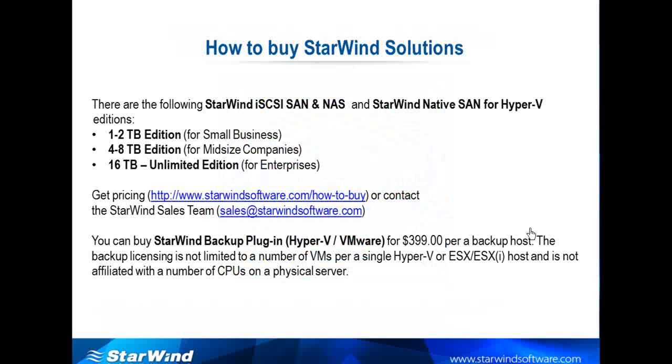And how to buy StarWind? Well, this is a little how-to. We have separated the products depending on the capacity. From 1 terabyte to 2 terabyte edition, we call it for small businesses. Obviously, small businesses don't have much data. From 4 up to 8 terabytes edition is for SMBs, and everything that is more is for enterprises. You can get the pricing on the how to buy page, or contact the sales representative. I think it will be more useful to contact the sales representative. Backup plugin has its own prices.